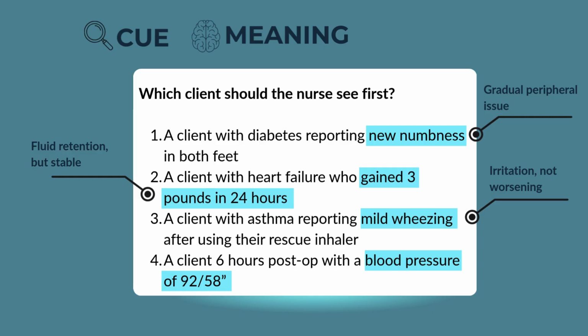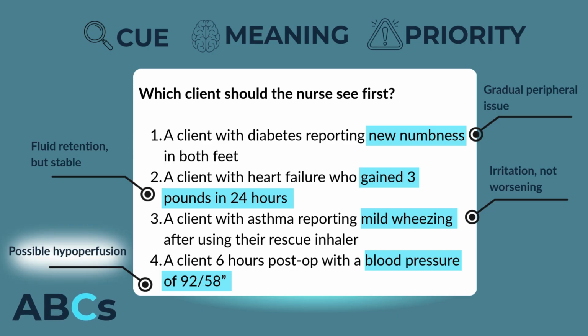The post-op client with a blood pressure of 92/58 shows possible hypoperfusion or early shock, directly affecting circulation. Circulation issues can quickly become life-threatening. When you organize these cues with ABCs and Maslow's, the post-op client with hypotension becomes your highest priority.